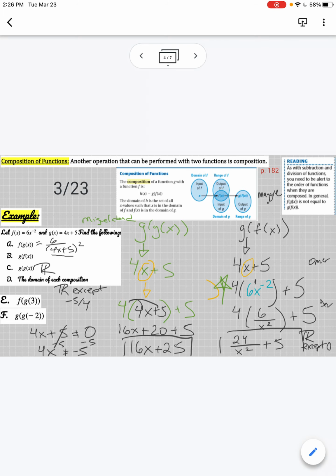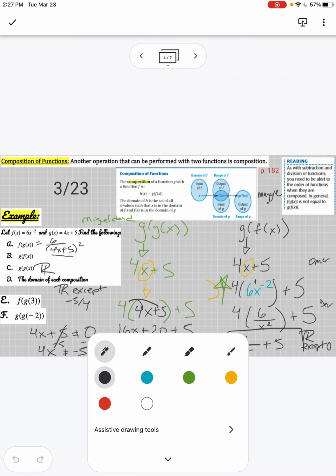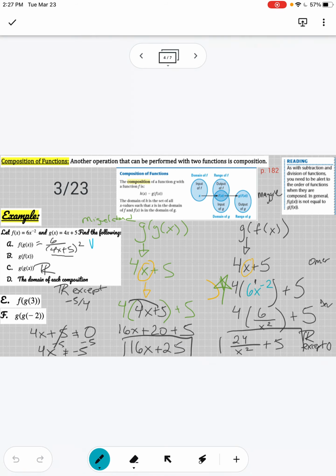So this is the last thing we did on Tuesday. The only thing left that we had was E and F, which are very straightforward, and that's really all I want to accomplish today. So if you look at E, it says f of g of 3. Now look above, we already did f of g of x. Okay, so I'm going to put a blue star. This represents f of g of x, right?